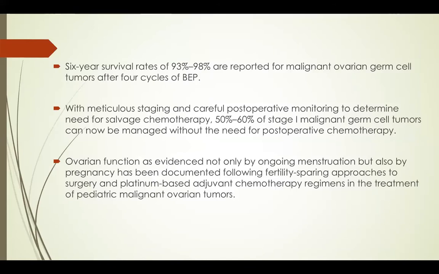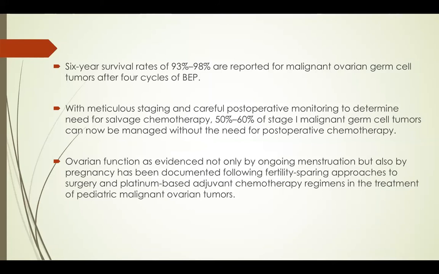Five-year survival rates of up to 98% are reported for malignant ovarian germ cell tumors after 4 cycles of PEB, with good staging and post-operative monitoring to determine the need for chemotherapy. 60% of stage 1 germ cell tumors can now be managed without any need for chemotherapy with good staging.